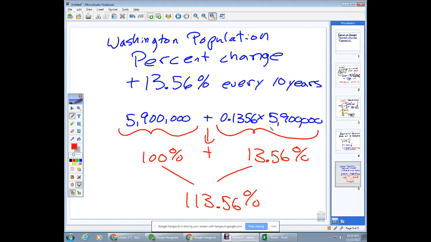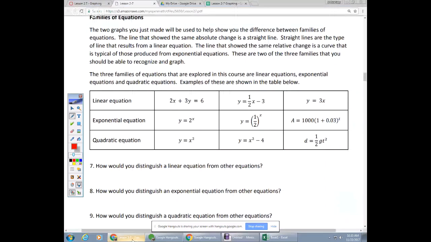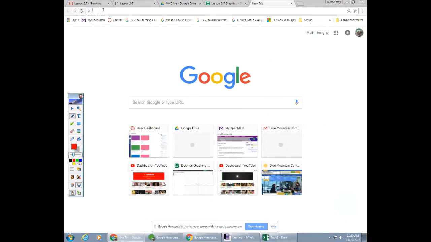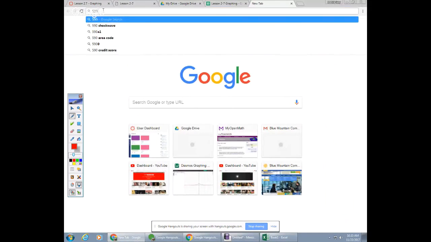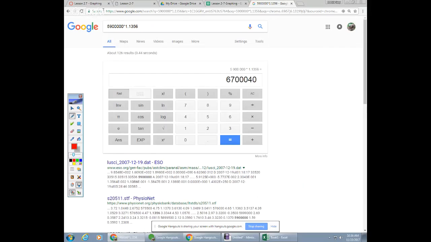So let's double check that right now without your calculators. Now, the 0.56 is rounded, so we'll just be in the ballpark of the actual answer. But if I whip out my calculator and take 5,900,123 and multiply that by 113%, that would have to be 1.13, and I'm going to throw the 5.6 in there. And what I should get is close to the 6,700,000 that we started with in our data.